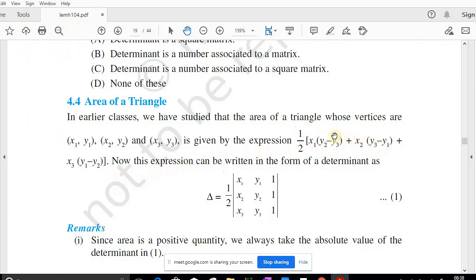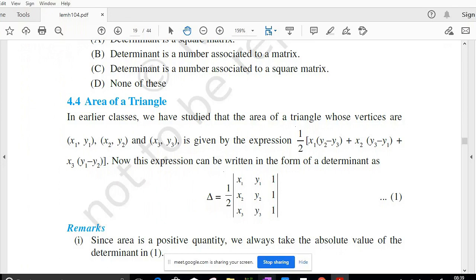So a whole expression. If you take the expression and expand it, you will get this determinant. Expand this determinant and try to get this one. So we'll do it here.